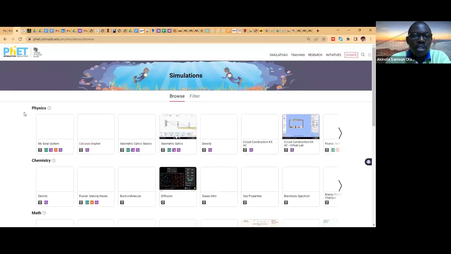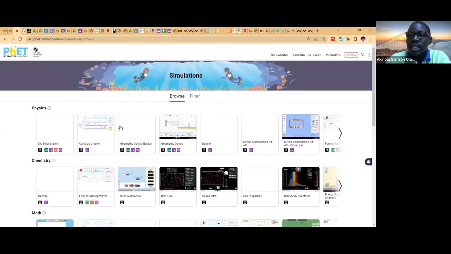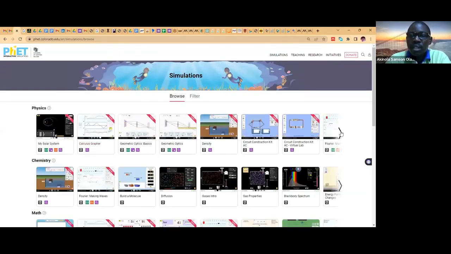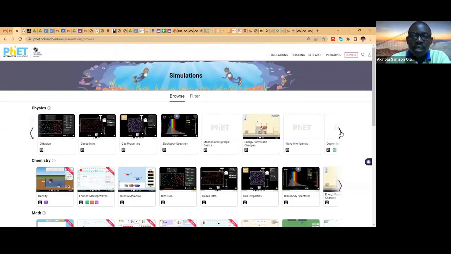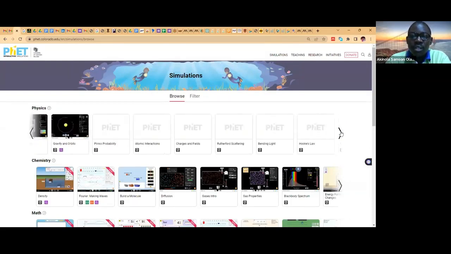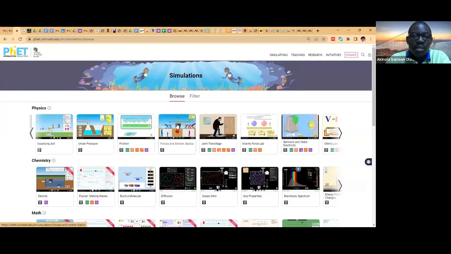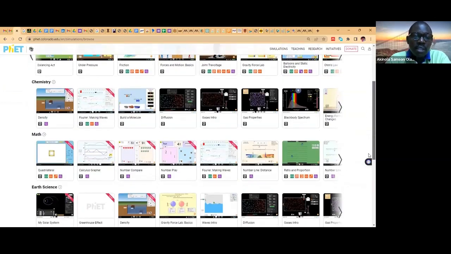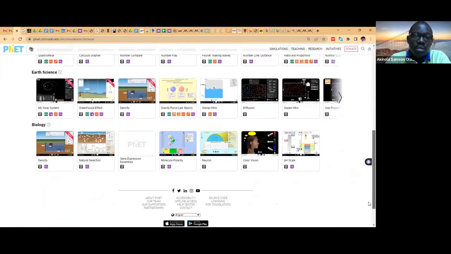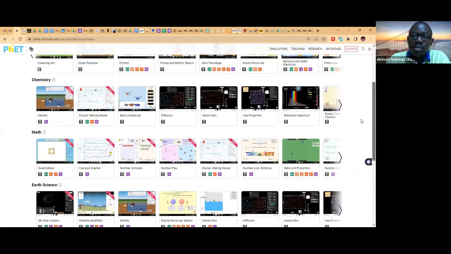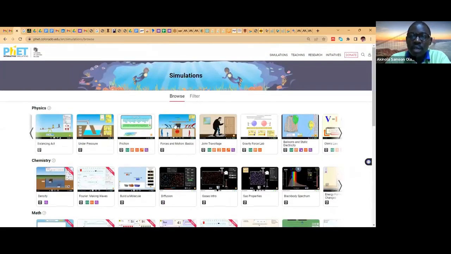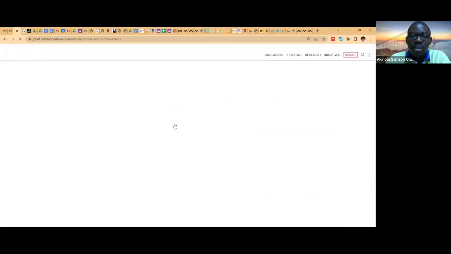So we have simulations under physics. I can keep scrolling here and I'll keep seeing simulations that are relevant to physics. Maybe I should just pick any one at random. We have chemistry. If I scroll down, we can also see maths, earth sciences, biology. So these are the simulations we have related to different fields. So I can click this.